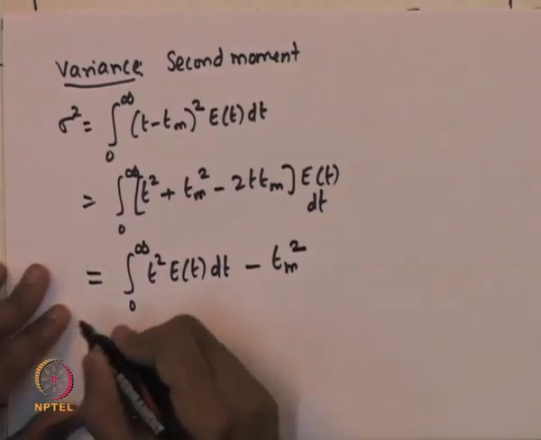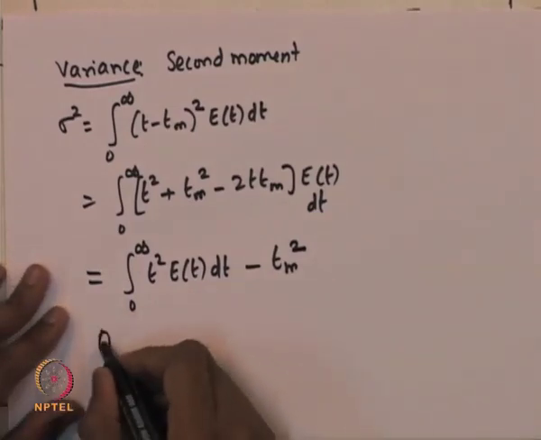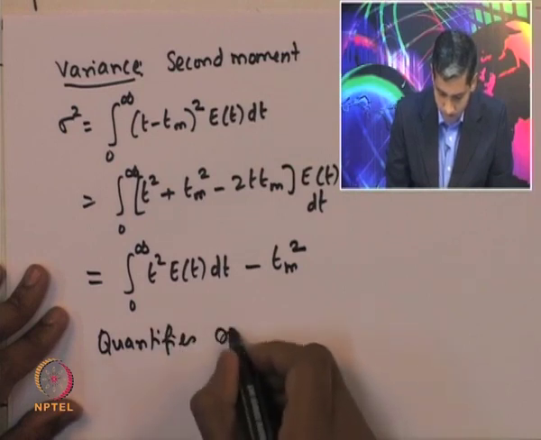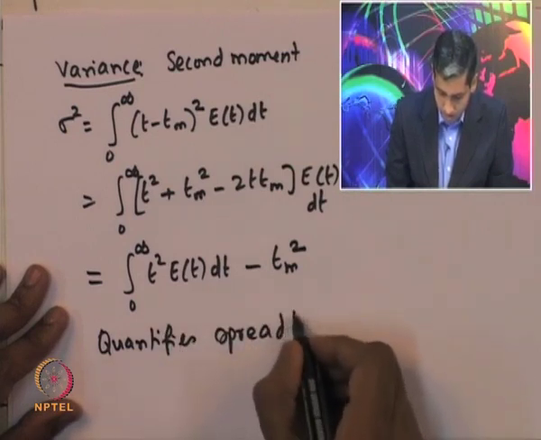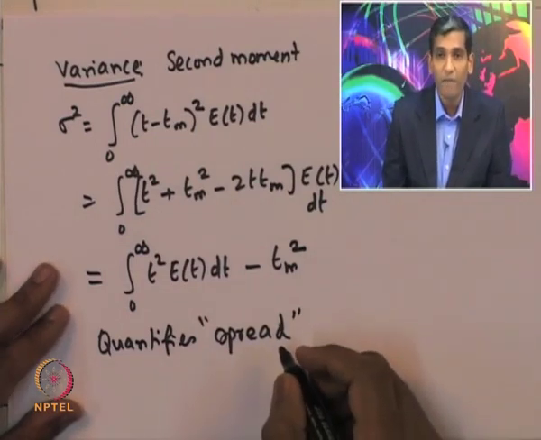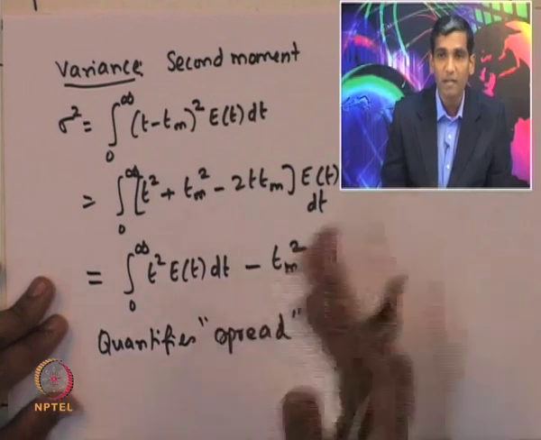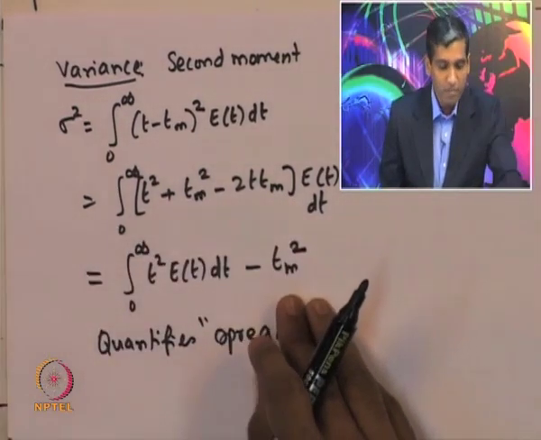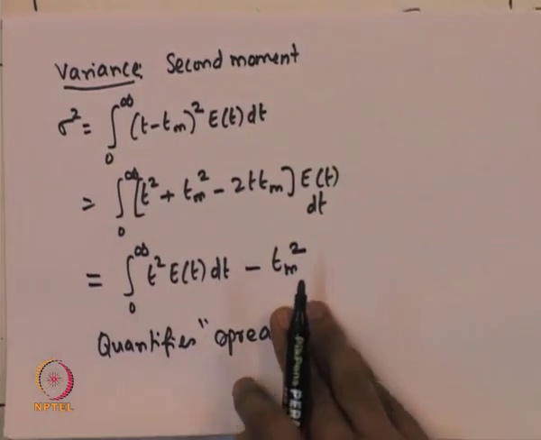So, the variance essentially quantifies the spread in the distribution of the RTD function. That is another property that is very commonly used in real systems. And the third property, which is not very commonly used, is the skewness property.